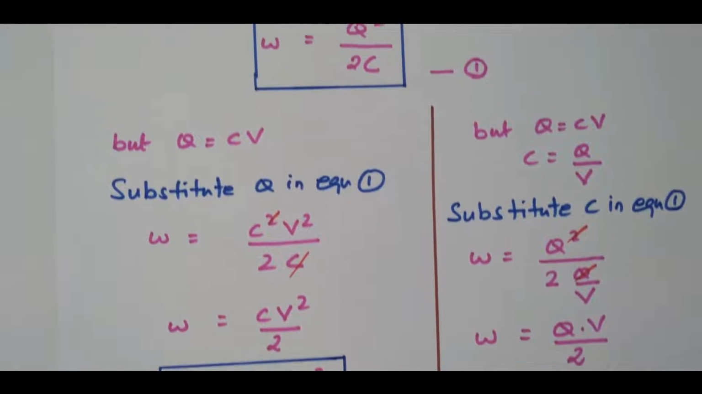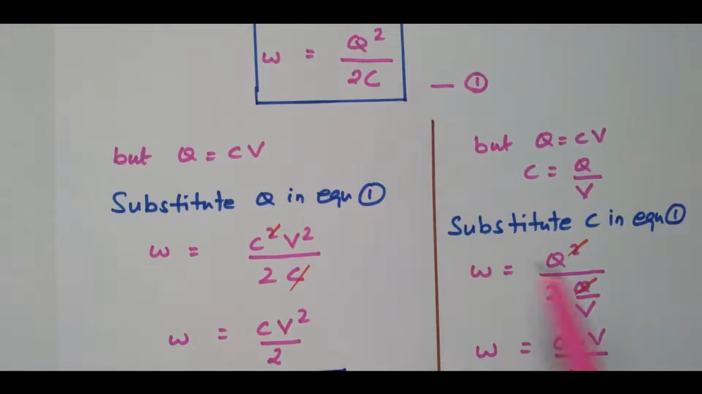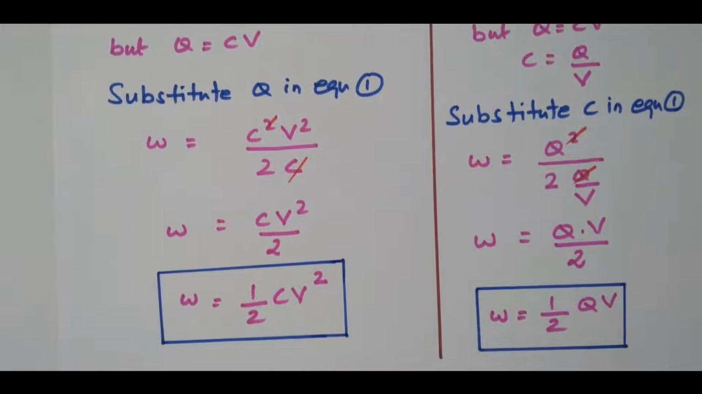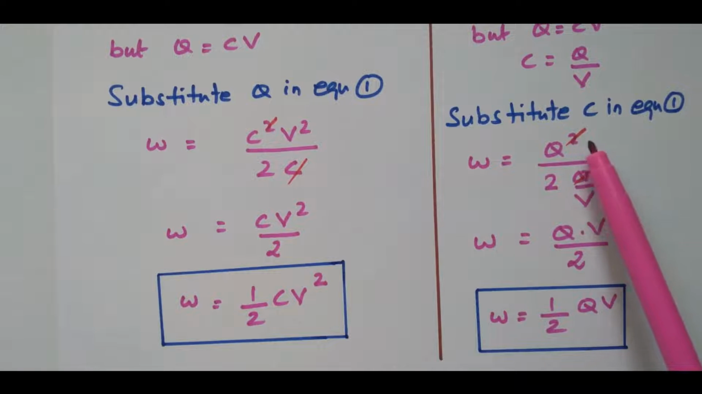Right? So what we have? Q square divided by 2C. So that Q square divided by 2 into C is nothing but Q square by 2 into Q by V. So one Q square is there, here Q is there, one Q got cancelled. This V is available in the denominator, it will go to the numerator. So QV divided by 2, that is half QV. That is the third form.